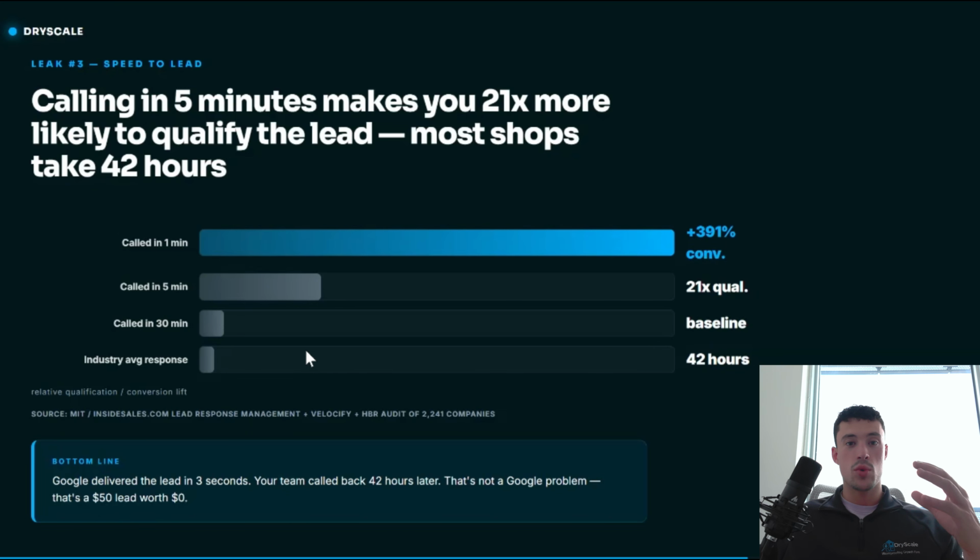And again, these numbers seem crazy, but I'm not pulling these out of nowhere. These are from a Harvard Business study directly, who has surveyed thousands of businesses across the country, and this is what we are seeing. If you are calling a lead in under 1 minute, which is not a difficult thing to do, you just need to have somebody whose sole job is calling those leads.